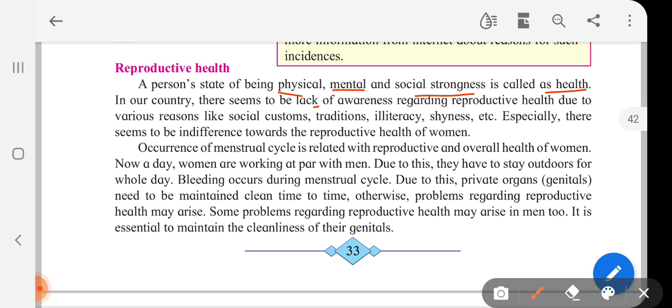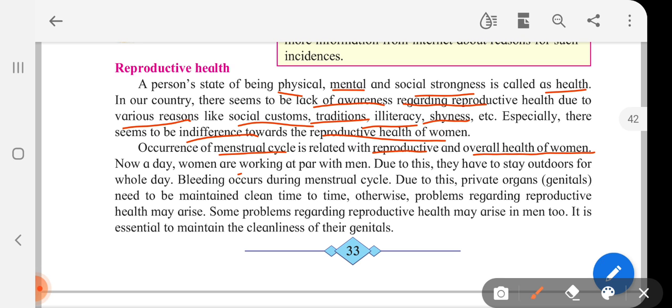In our country there seems to be a lack of awareness regarding reproductive health due to various reasons, like social customs, tradition, illiteracy, shyness, and especially there seems to be indifference towards the reproductive health of women. So particularly women suffer this ignorance or problems related to their reproductive system. The occurrence of the menstrual cycle is related to the reproductive and overall health of women.